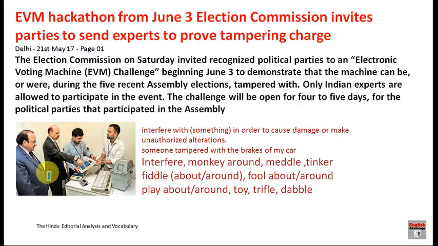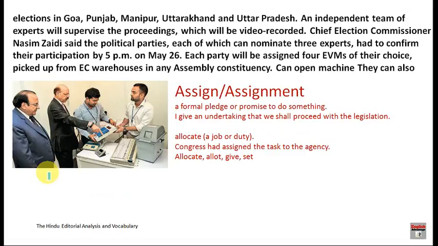So here we are using the word tampered with, and the spelling of this word always starts with TAM. TAMPERED. Tampered with means to interfere, to fiddle around, to fool around with some object, instrument or toy. So this is a very important word. Now let us go ahead. Elections in Goa, Punjab, Manipur, Uttarakhand and Uttar Pradesh. So in these states, recent elections were conducted. An independent team of experts will supervise the proceedings, which will be video recorded.